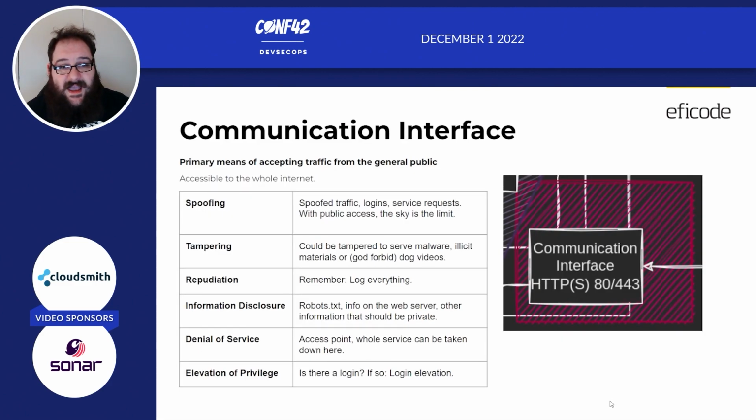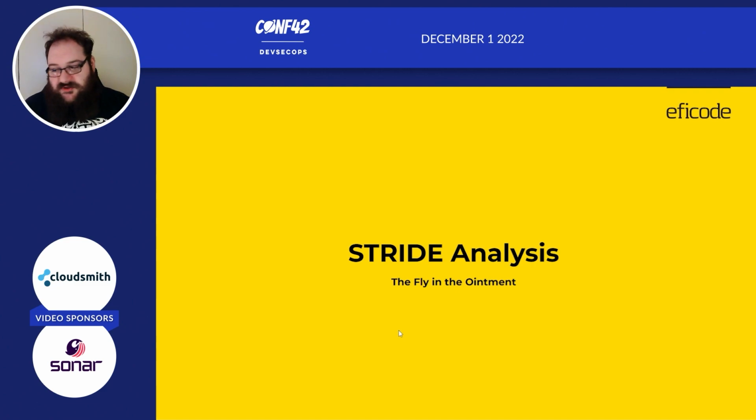And then finally, we have the communications interface, which is accepting traffic from the whole internet. So if there is a login, obviously spoofed logins to the web browser, tampering could be tampered with to serve malware, any kind of illicit materials. Information disclosure, for example, robots that should be removed, this kind of information could be private. And then login elevation. So this was the STRIDE analysis.